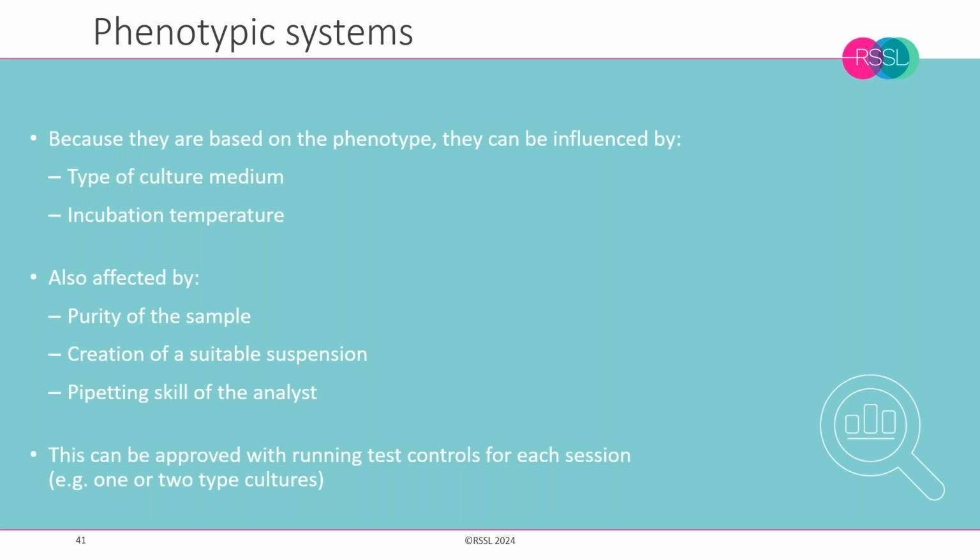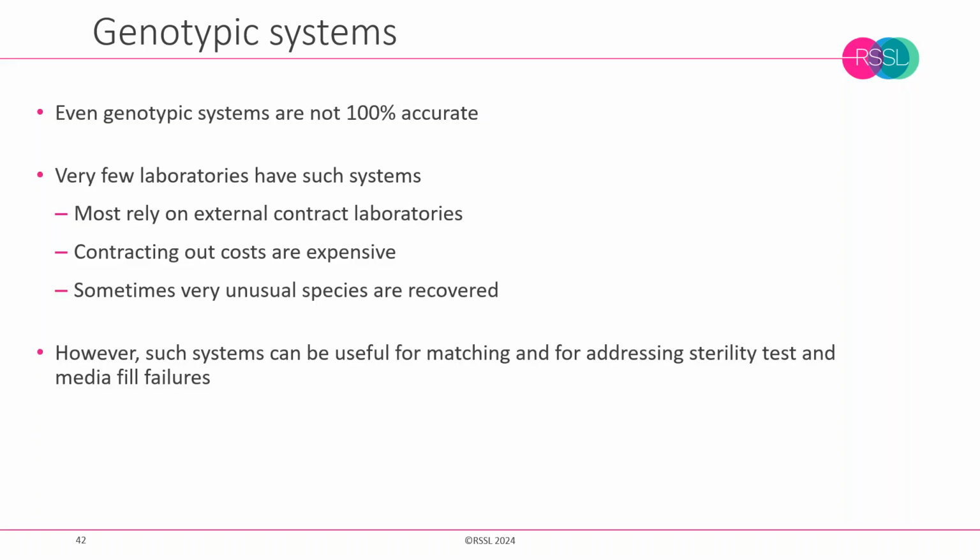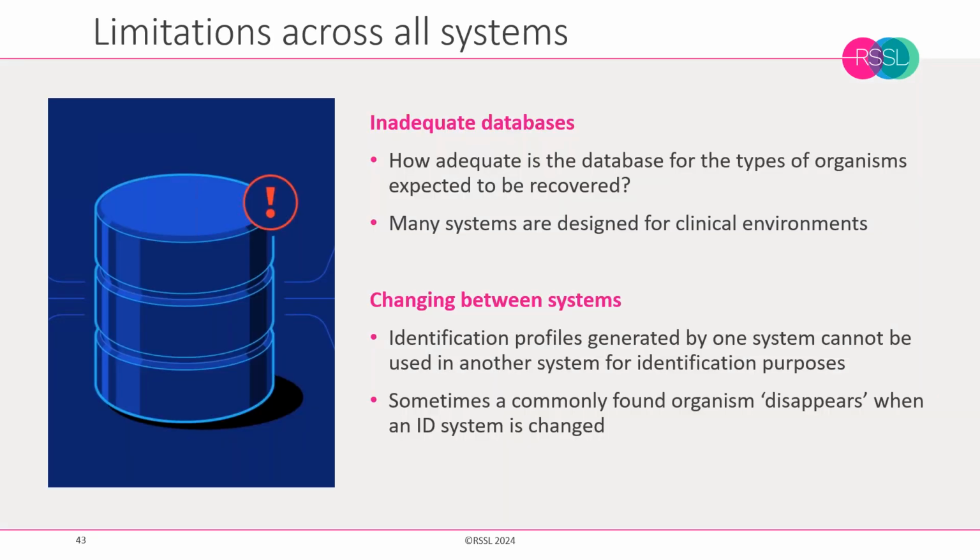We also need to be careful about the purity of the sample and other things like the pipetting skills of the analyst. With genotypic systems, even here, they're not 100% accurate. And the other thing is that to go for sequencing and matching, that's always quite expensive. So we're always going to have, just to recap, these kinds of weaknesses around databases.